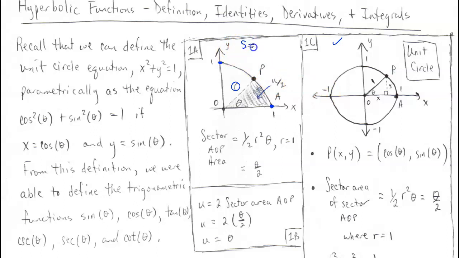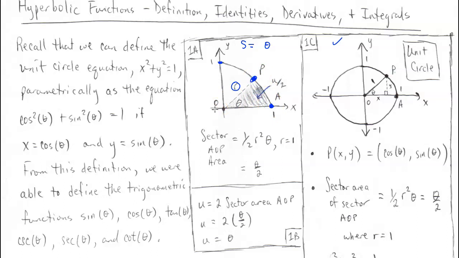Now, what I want to note here is that if we remember the arc length formula, s is equal to r times theta, and if r is equal to 1, then theta is actually mimicking our arc length. So another way of looking at this is that if the sector area is theta divided by 2, then that value is half of the arc length from this point A to this point P.